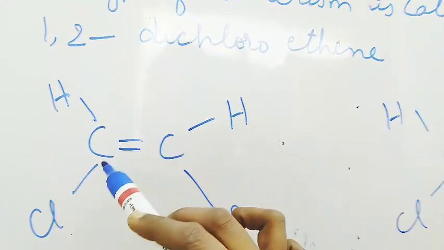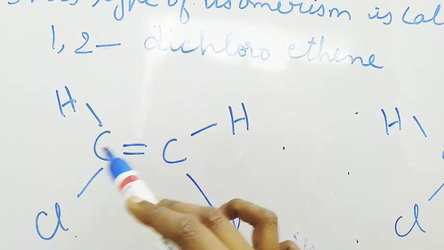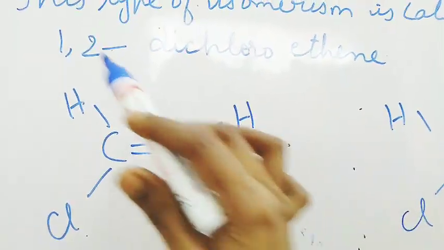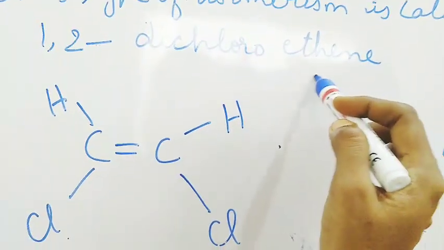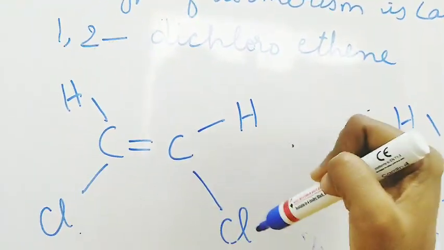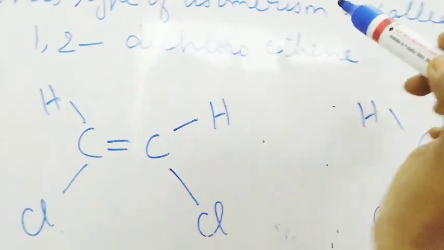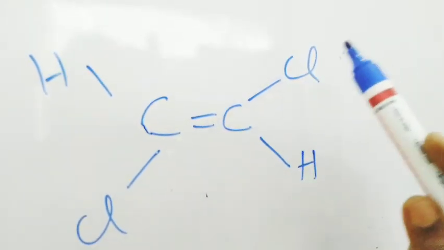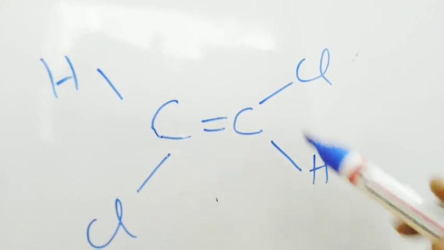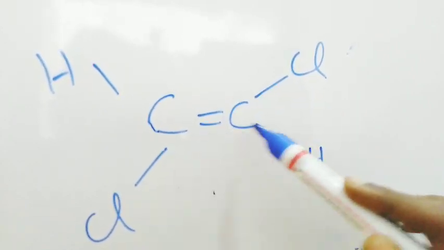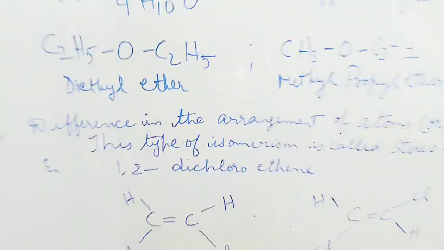So ethene means 2 carbon atoms will be there. C2H2, and 2 chlorine atoms. So 1,2-dichloroethene. You have a double bond of carbon, single bond with chlorine. How many chlorines are there? 1, 2. Next one, the same thing, only the positions of chlorines are changed and the positions of hydrogens are changed. C double bond C, chlorine here, chlorine there. Dichloro, 2 chlorines. This is about the causes of isomerism.